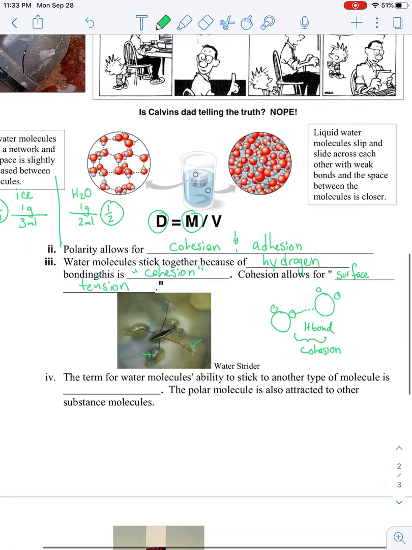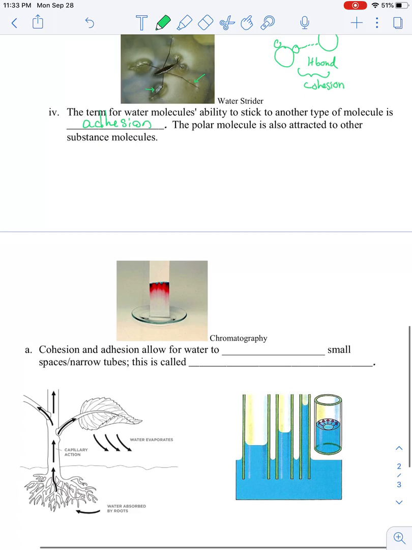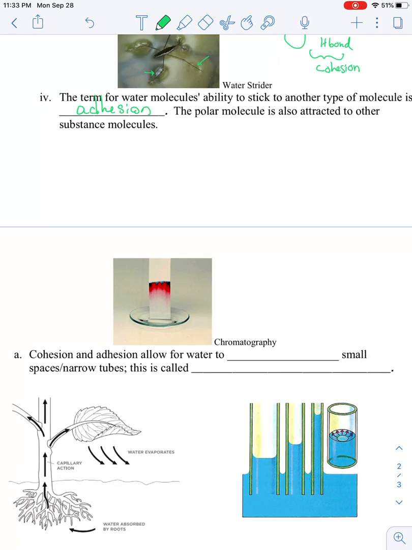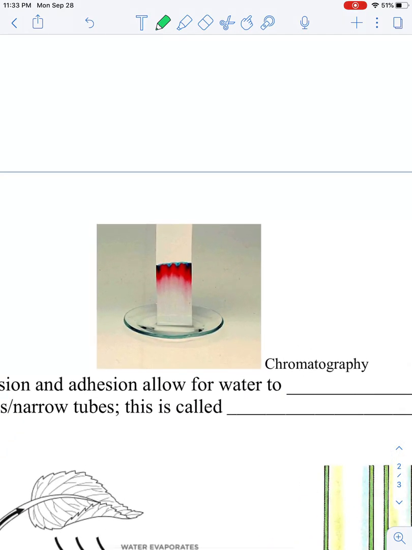When water molecules stick to other molecules, that is called adhesion. And chromatography is due to the fact that water molecules are actually attracted to the molecules in a paper towel. They're attracted to the molecules in an ink, if you're trying to separate the pigments out in an ink in a chromatography. Adhesion is the fact that water molecules can also be attracted to other substances, not just water, because of their polarity.